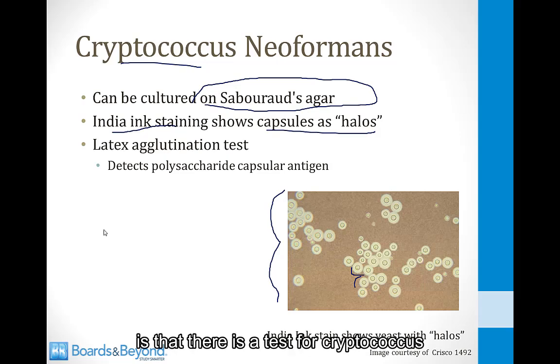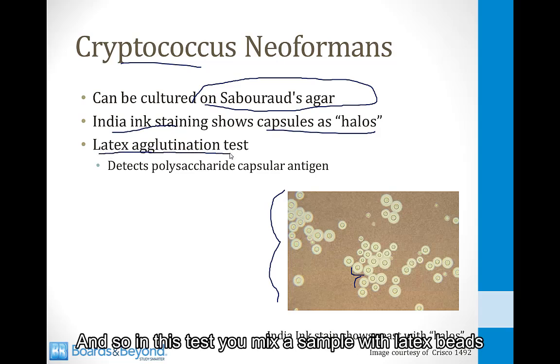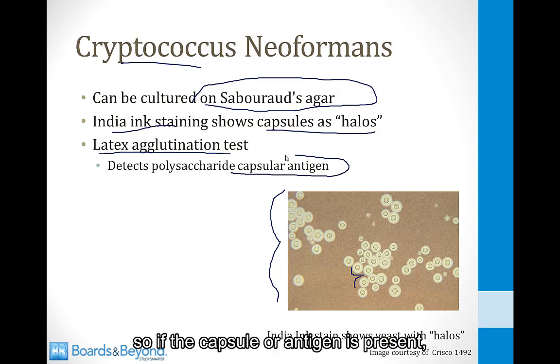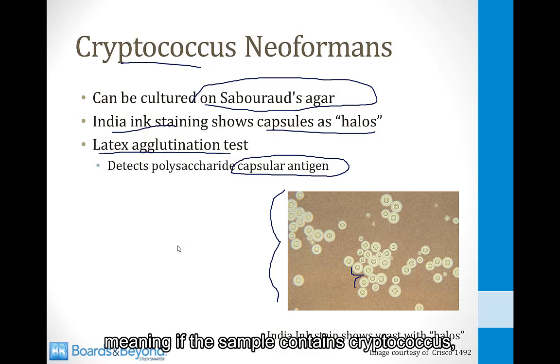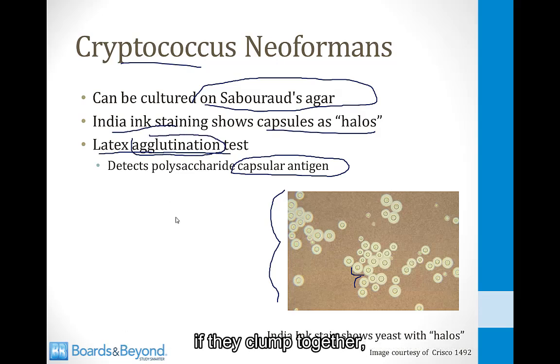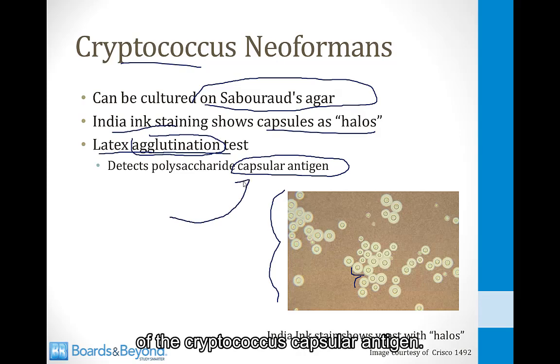Another thing to know is that there is a test for Cryptococcus called a latex agglutination test. In this test, you mix a sample with latex beads that are coated with an antibody to detect capsular antigen. So if the capsular antigen is present, meaning if the sample contains Cryptococcus, the latex beads will clump together. That's called agglutination. So when you mix a sample with these latex beads, if they clump together, it means there is presence of the Cryptococcus capsular antigen. And this is another way of detecting the presence of that capsule.